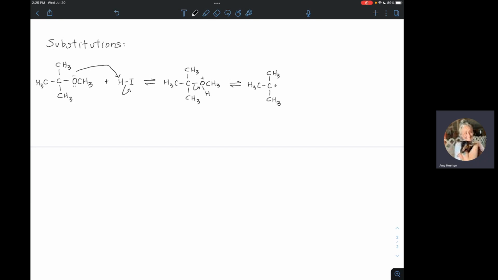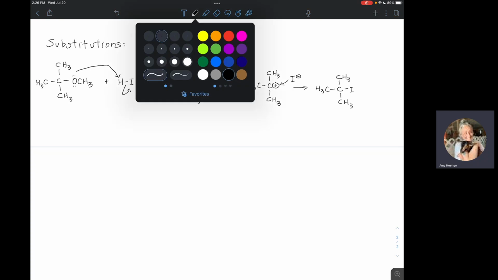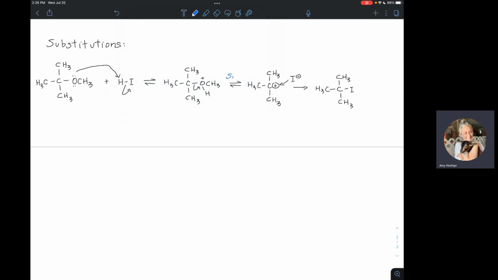And here's your carbocation, your nucleophile can come in. And your fast step is the formation of the alkyl halide. So in this case, we have an SN1 process, right? So this is SN1, because we have formed a stable carbocation. Your leaving group took off, you formed a stable carbocation, and then the nucleophile came in and attacked.